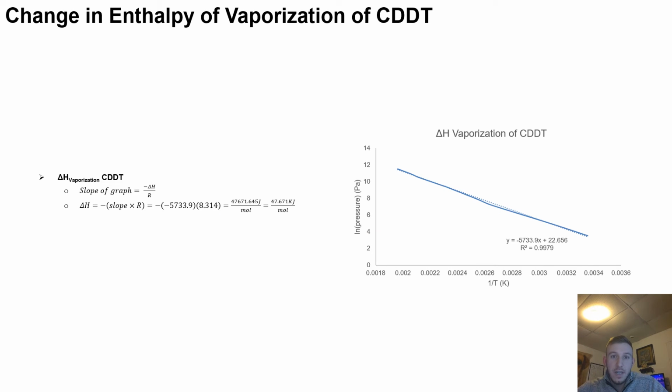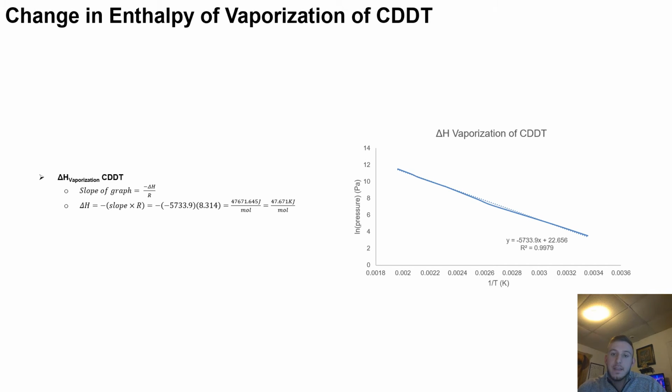Now, the change in enthalpy of vaporization of CDDT, this value was shown in the previous slide in the table, but I'm going to go a little bit more in depth on it right now. So we had known values of basically the vapor pressure of CDDT, this molecule, at different temperatures. Now, when these are plotted regularly, you do not get an easily analyzed graph.